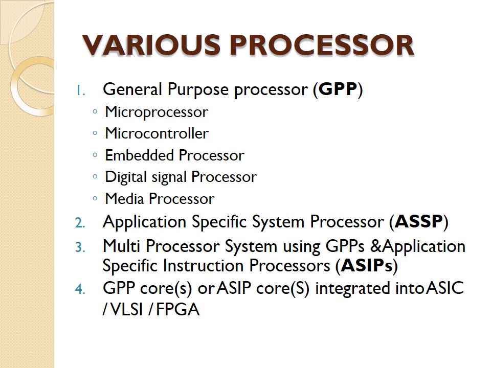The next one is various processors. The types of processor are general purpose processors, application specific system processors, application specific instruction processors, and ASICs. So these are the various types of processors which we use in designing embedded systems.